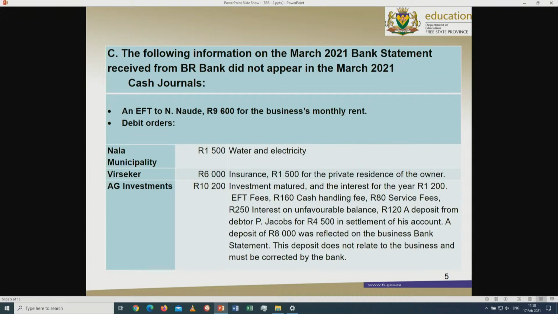This deposit does not relate to the business and must be corrected by the bank. Remember, we said any mistake on the bank statement must be corrected on the bank reconciliation statement.